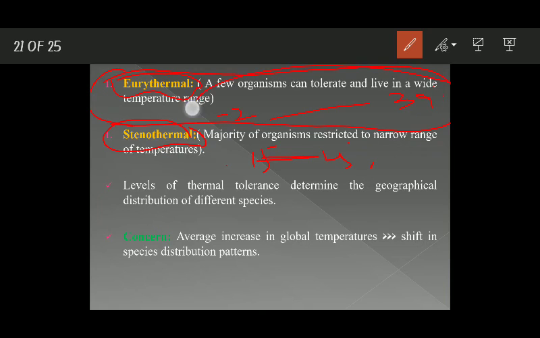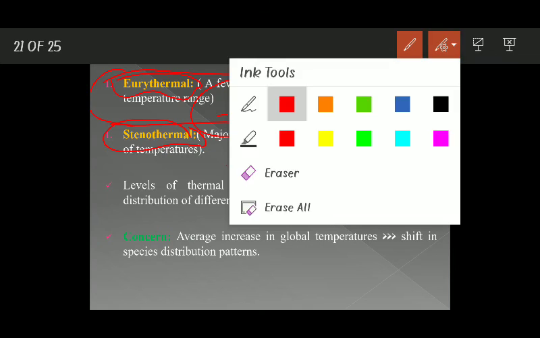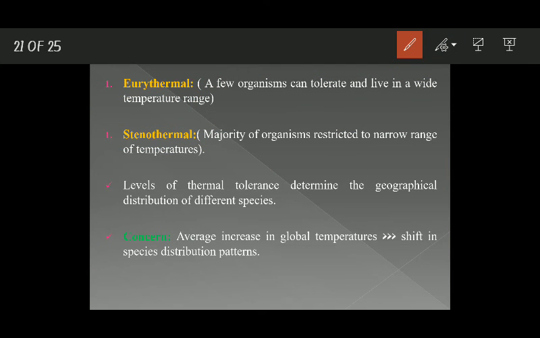So organisms have been divided into two categories, eurythermal and stenothermal, based on their temperature tolerance. While eurythermal organisms can tolerate and live in a wide temperature range, stenothermal organisms are restricted to narrow ranges of temperatures. The levels of thermal tolerance determine the geographic distribution of different species. It is very clear that if organisms are eurythermal, they can be found in most parts of the earth, while stenothermal organisms can be found only in restricted locations.